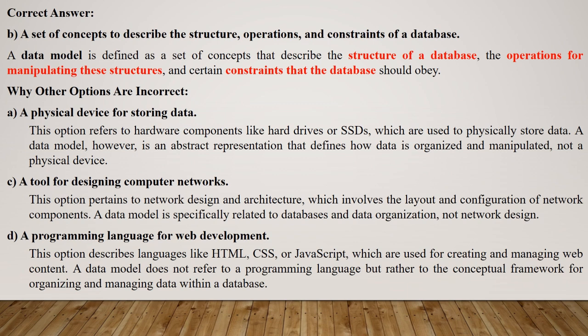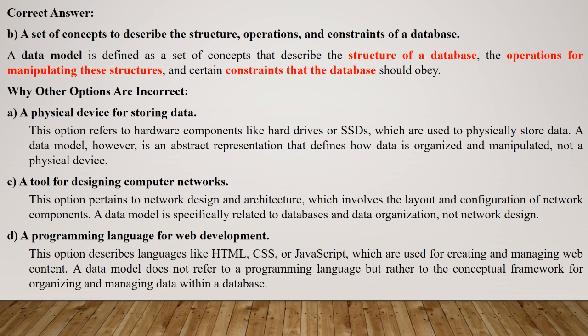Why are the other options incorrect? A, a physical device for storing data. This one is incorrect because it's hardware components like hard drives, hard disks, or SSDs, which are used to store the physical data. A data model, however, is an abstract representation that defines how data is organized and manipulated, not the physical device.